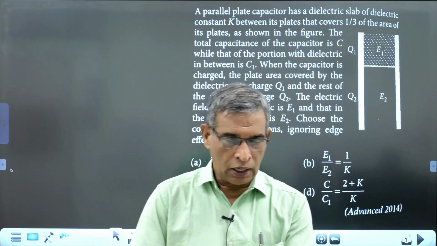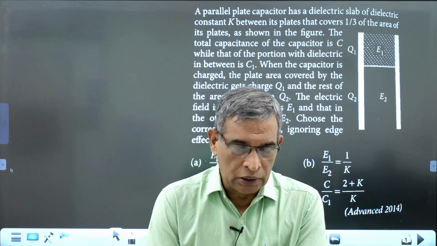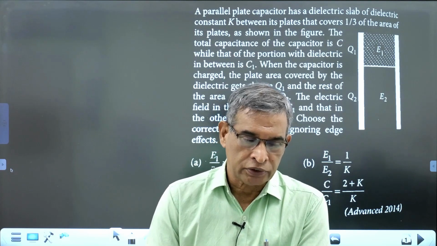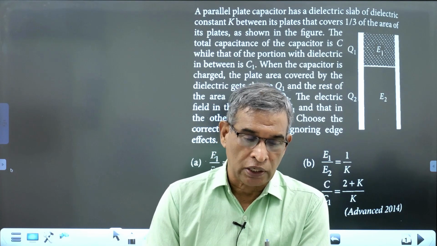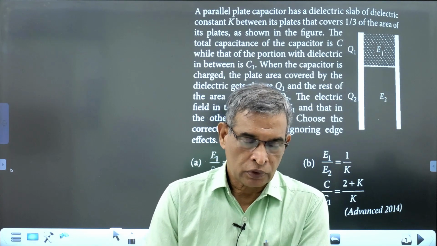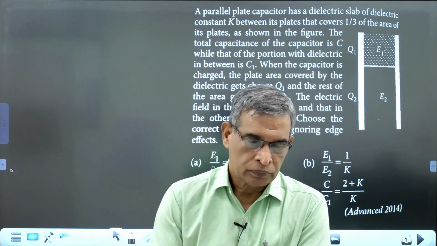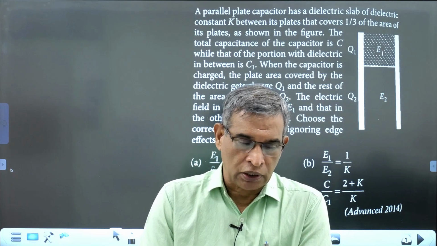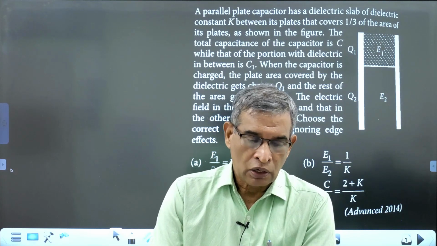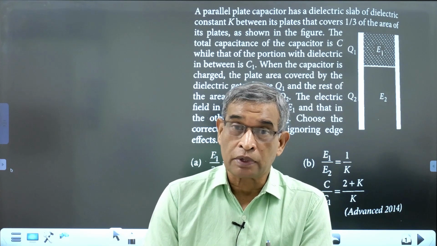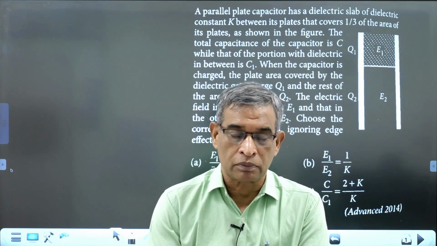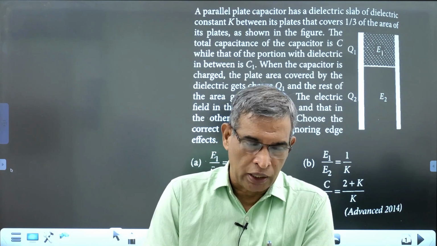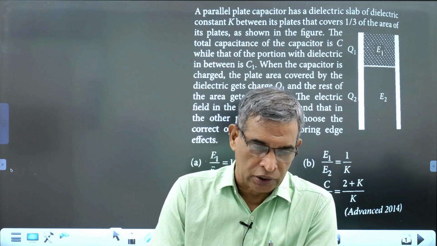The question is this: a parallel plate capacitor has a dielectric slab of dielectric constant K between the plates that covers 1/3 of the area of the plate, as shown in the figure. The total capacitance of the capacitor, meaning the arrangement which is partially filled as shown in the figure, is C, while that of the portion with the dielectric is C1.